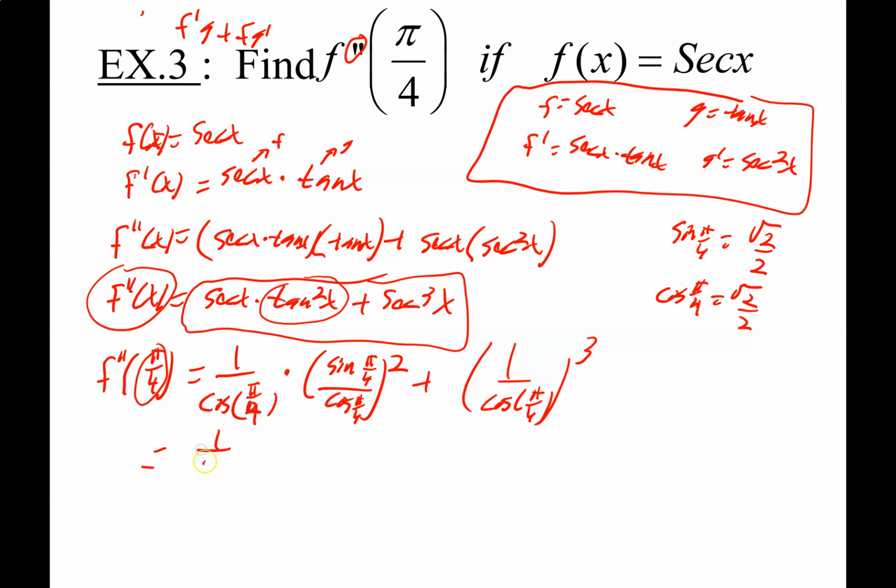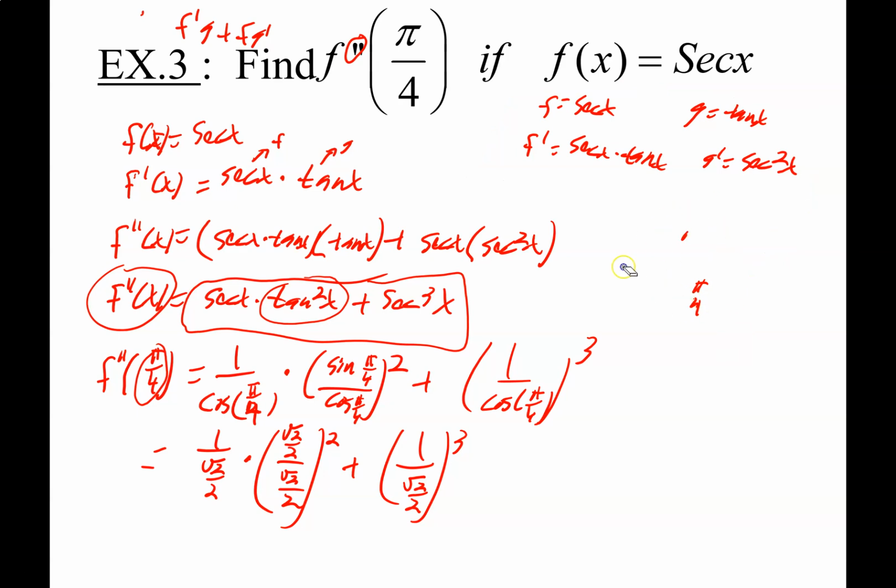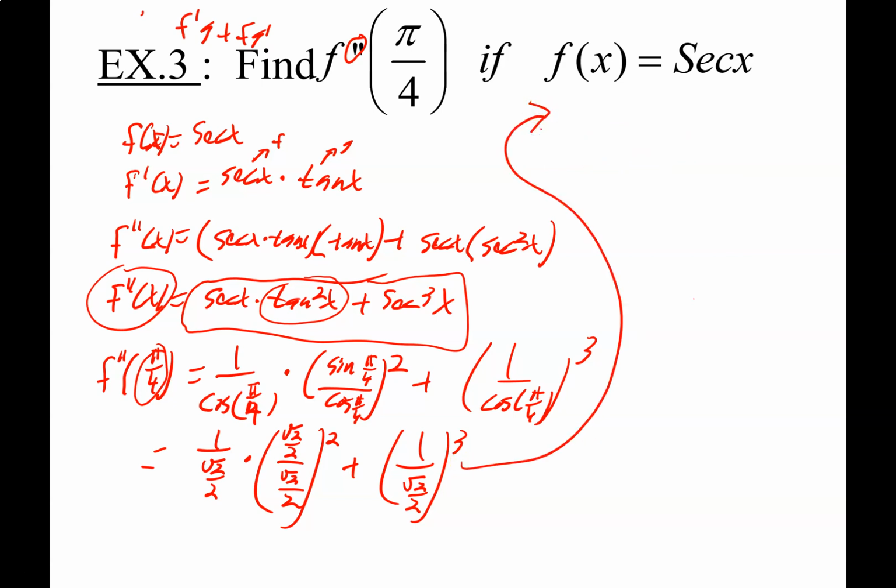So that makes 1 over root 2 over 2 times root 2 over 2 times root 2 over 2 squared plus 1 over root 2 over 2 cubed. Okay, let's erase a little bit here so we can finish. No big deal, easy peasy. Little complex algebra coming on, but we can handle it.